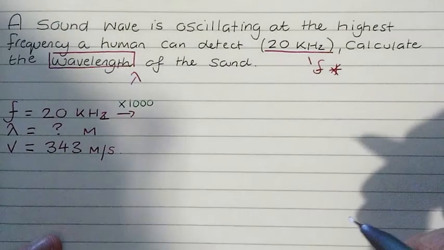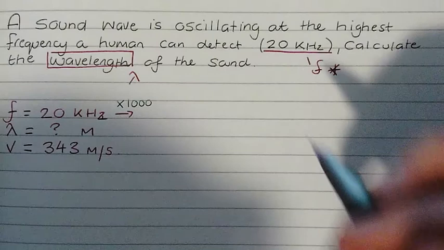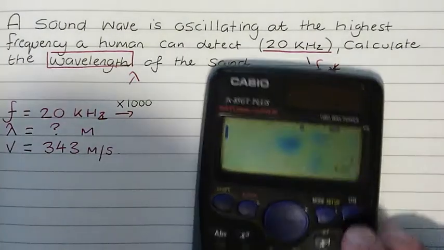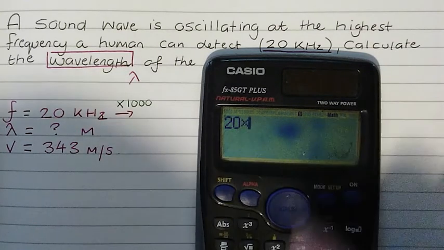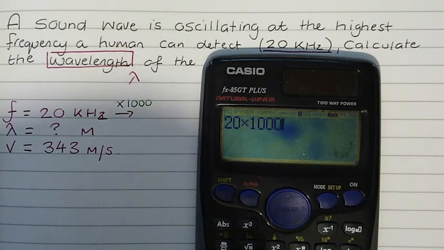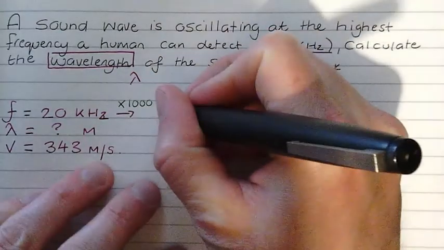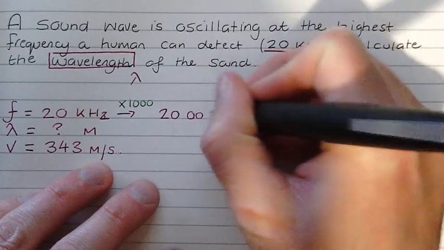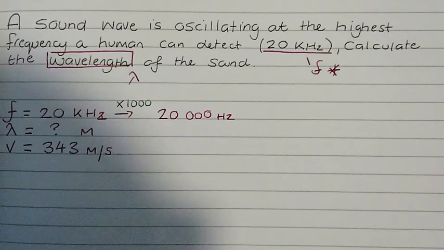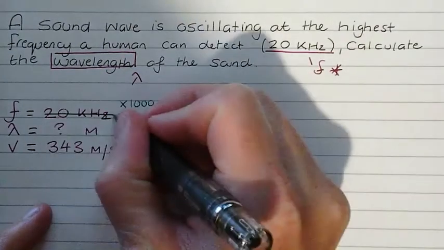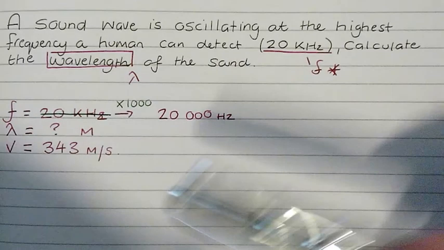So have a go at that now. Quite straightforward. We don't need a calculator for this one, but it's always good practice in science. You've got it available, so always use it just to check. So 20 times by 1,000 equals 20,000 hertz. Again, that's the one we want to use in our equations. So we're going to put a cross through that so that we don't accidentally use it. But we're not scribbling it out because we're showing the examiner what we've done.